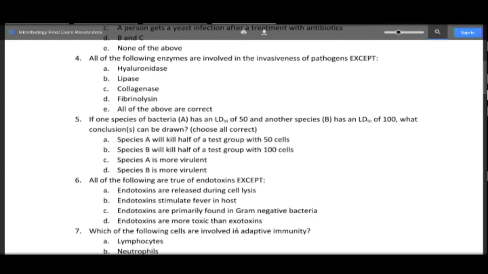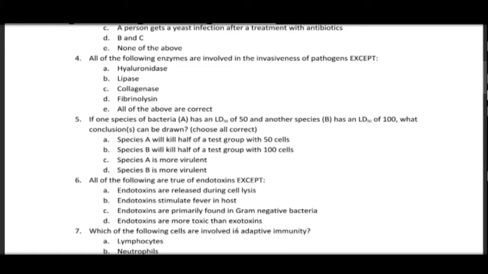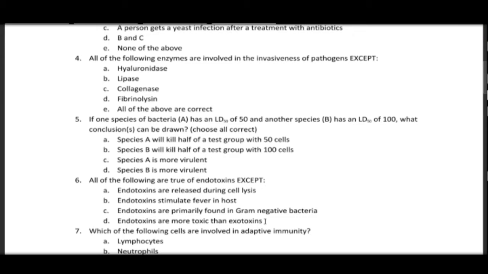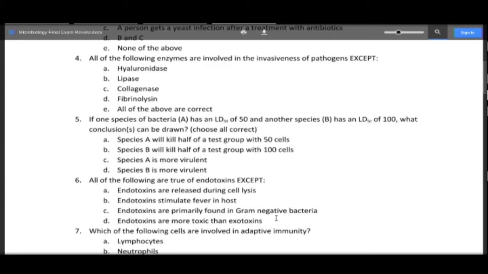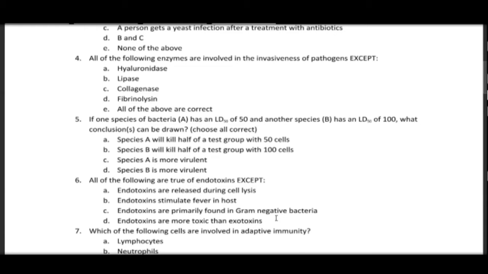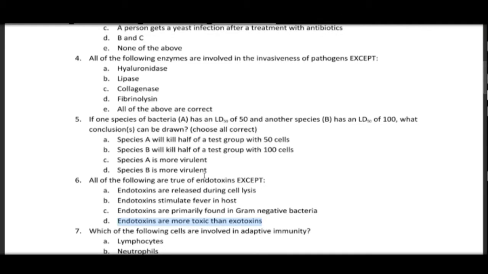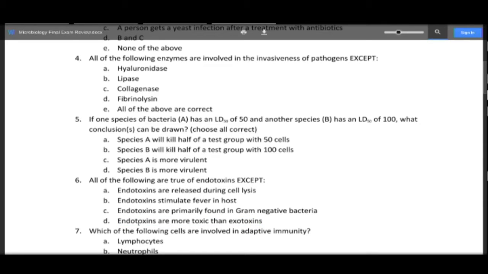So then we can look at D. D says endotoxins are more toxic than exotoxins. Just from knowing that A, B, and C are correct, we can pick that one. But also, I think there's a chart in your notes that compares endotoxin effects and exotoxin effects. And it is true that exotoxins are going to be more lethal and more toxic than your endotoxins. So D is false about endotoxins. And since this question is asking which of the following are true except, this will be our exception. So A, B, and C are good, D is not.